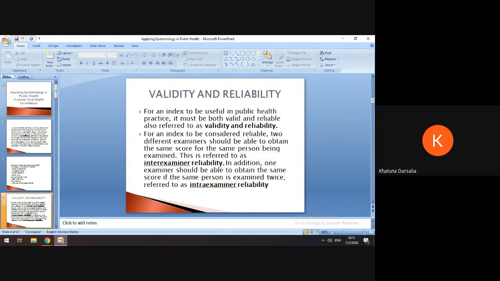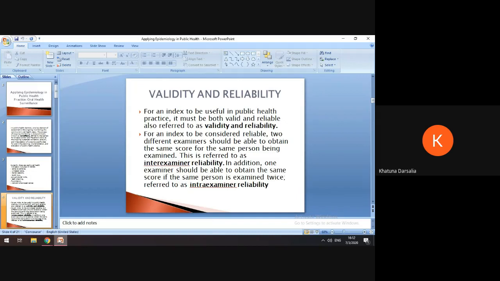This is referred to as inter-examiner reliability. In addition, one examiner should be able to obtain the same score if the same person is examined twice. This is referred to as intra-examiner reliability. All of the indices presented in today's lecture are considered valid. They are also considered to be reliable if the examiners are trained and calibrated.